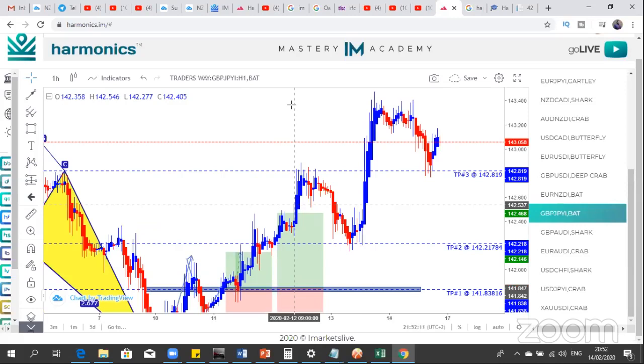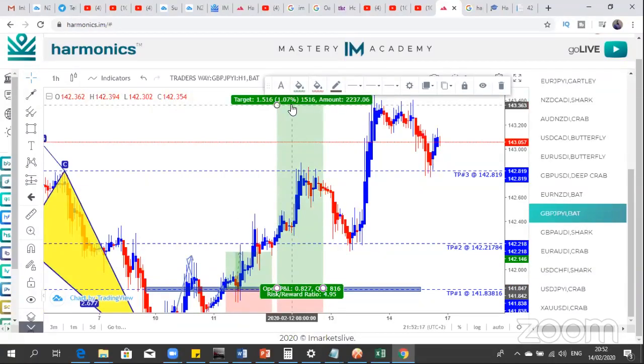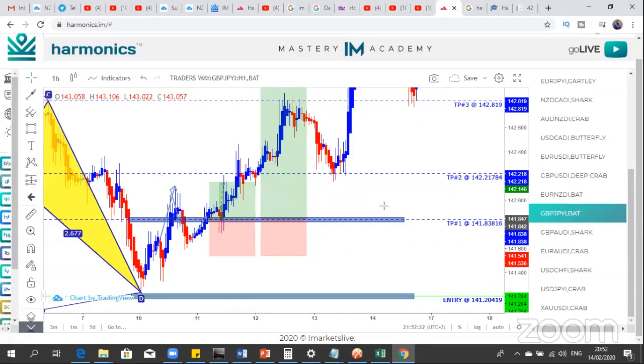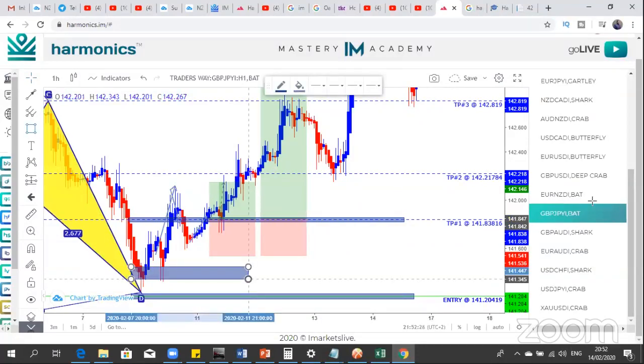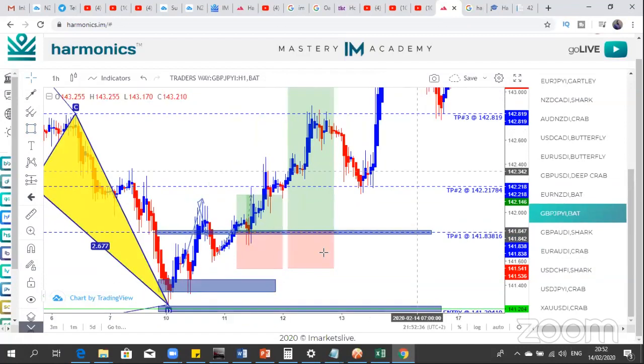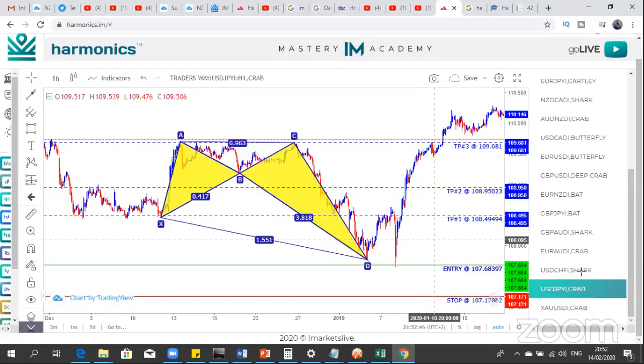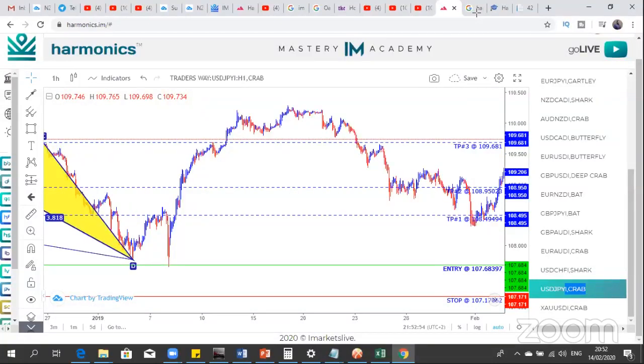UJ, look at what happened on UJ. What pattern is UJ, everybody? UJ, USD, JPY. What pattern? It's not BAT. Crab, fantastic. Now, because it's crab, the Harmonics scanner called it as buy.